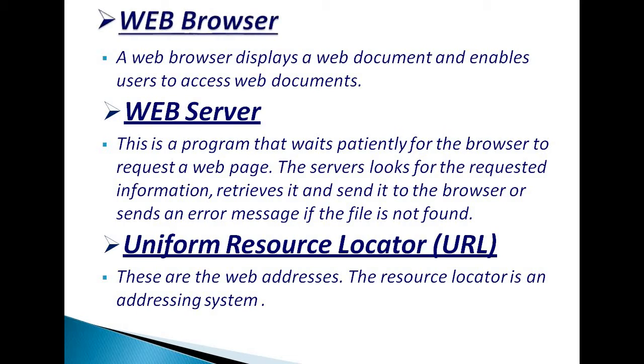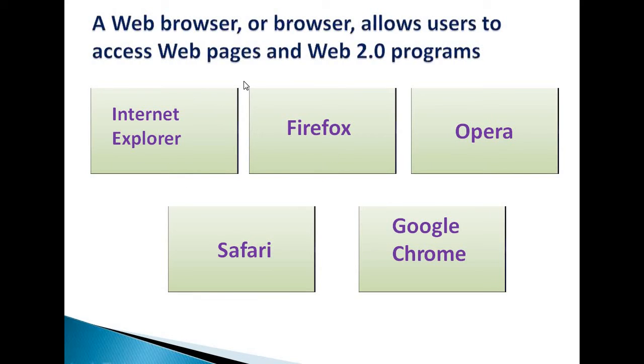Next is URL, that is Uniform Resource Locator. These are the web addresses which show a particular address of a system. Here are the web browsers, which allow users to access web pages and Web 2.0 programs. These are the different web browsers: Firefox, Opera, Google Chrome, Internet Explorer, Safari. All are web browsers, which are basically used to access web pages.